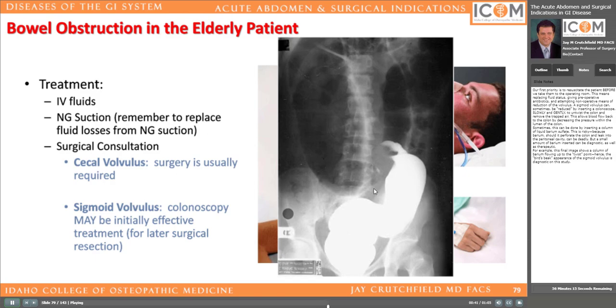This is risky because barium, should it perforate the colon and leak into the peritoneal cavity, can be deadly. But a small amount of barium inserted can be diagnostic as well as therapeutic. For example, this final image shows a column of barium flowing up to the twist point. Here, the bird's beak appearance of the sigmoid volvulus is diagnostic on this study.